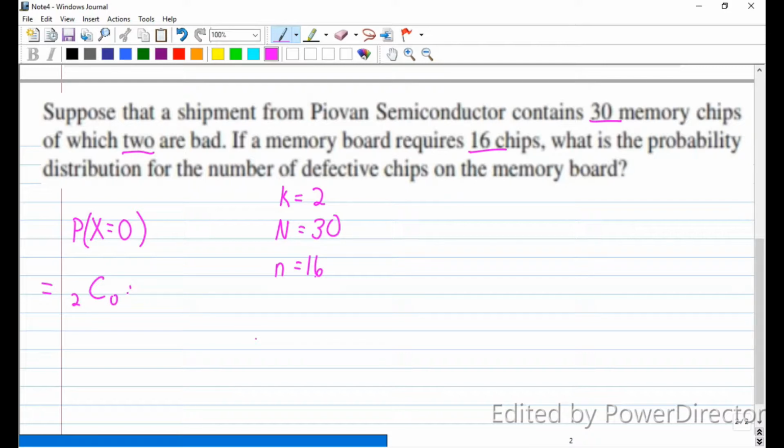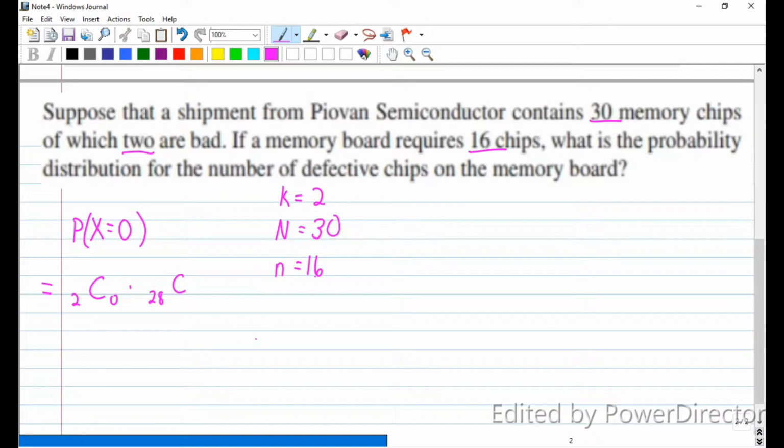Times, then it's capital N minus K. So capital N minus K would be what? 28. C. And then little n minus K, 16 minus. I'm sorry, it's little n minus X, not little n minus K. Make sure you look at the formula. It's really small on the PowerPoint.